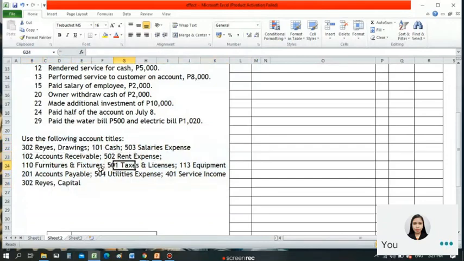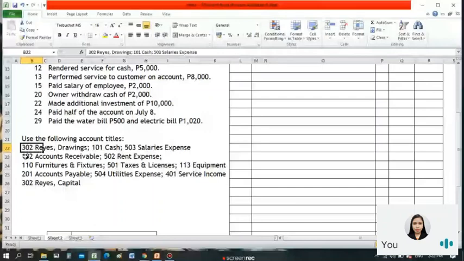So based sa pagkakasunod-sunod ng elements of account, laging nauuna si asset. Next is the liabilities. Third is the owner's equity. But in the owner's equity, kailangan mauna si capital bago si drawing. And then the income account. And last is all the expenses. So given the account numbers, all you need to do is to arrange it based on the account number.